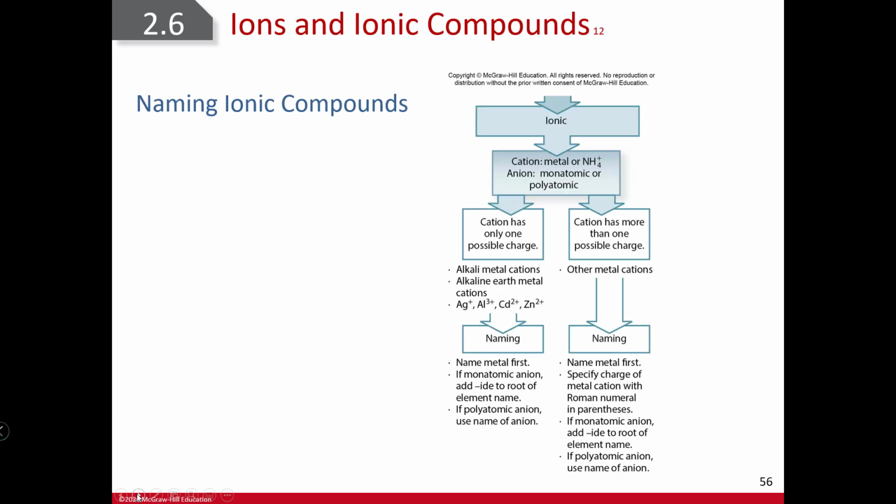All right, so this is the decision-making chart for ionic compounds. So the first thing you have to decide: are ions present? If ions are present, positive and negative ions, we're talking about ionic compounds.